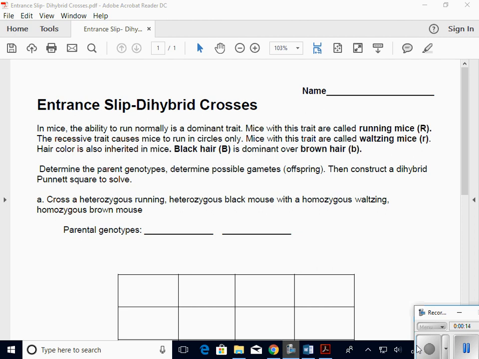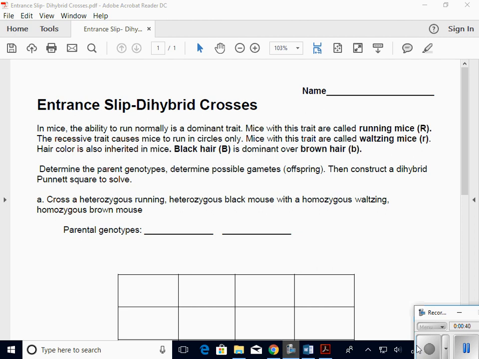In mice, the ability to run normally is a dominant trait. Mice with this trait are called running mice, capital R. The recessive trait causes mice to run in circles. Mice with this trait are called waltzing mice, lowercase r. Hair color is also inherited in mice. Black hair, capital B, is dominant over brown hair, lowercase b.